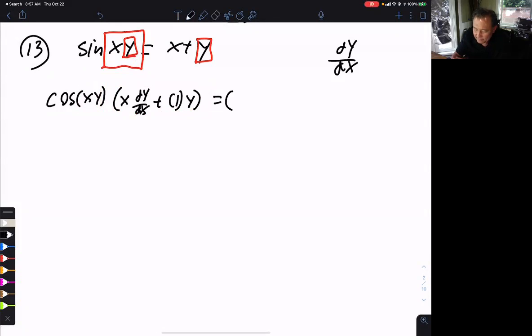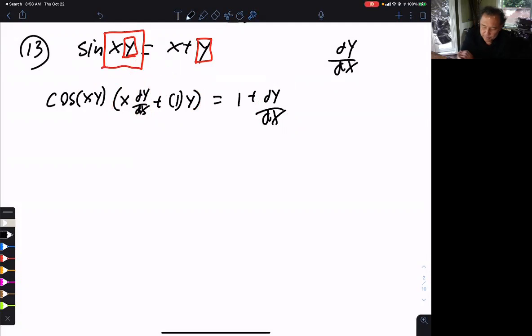The right side's easy. Derivative of x is 1. I don't even know why I put the parenthesis there. Don't need it. And the derivative of y, by definition, is dy dx. We're almost home free. We want anything with the dy dx on one side and anything without on the other. But the problem is this is stuck inside the parentheses. You have to know how to set it free.